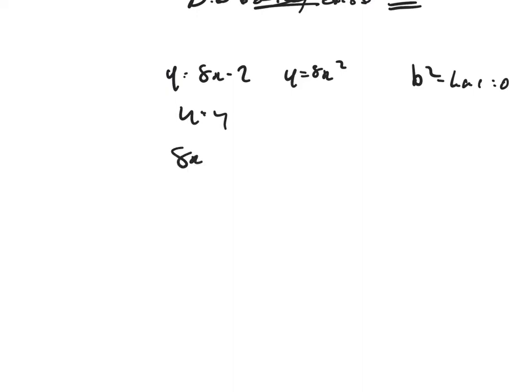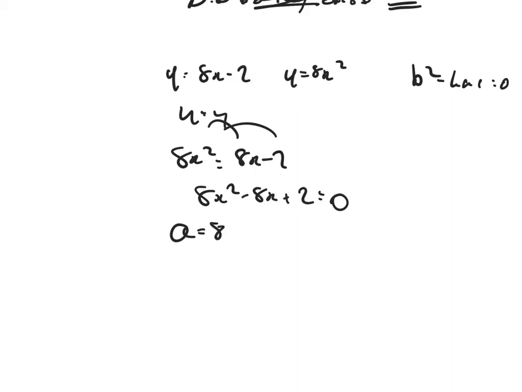Okay, another one of the same. Prove that tangency exists and find the point of contact for the straight line y equals 8x minus 2 and y equals 8x squared, the parabola. So make y equal to y. The condition for tangency existing will be b squared minus 4ac is equal to 0. So 8x squared is equal to 8x minus 2. And that will be 8x squared minus 8x plus 2 is equal to 0.